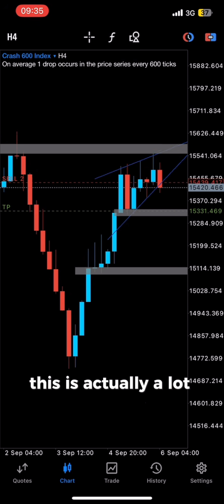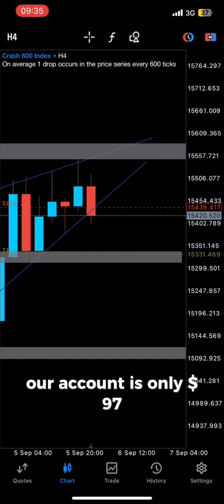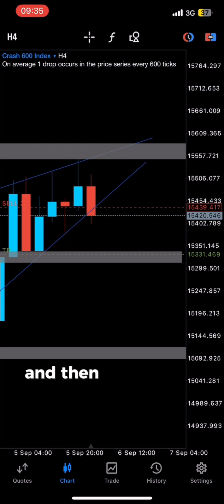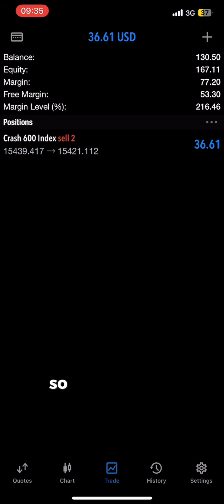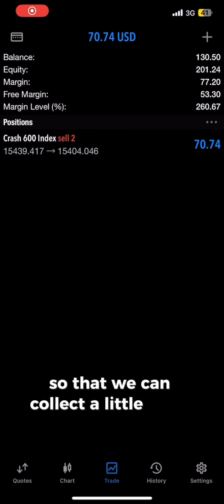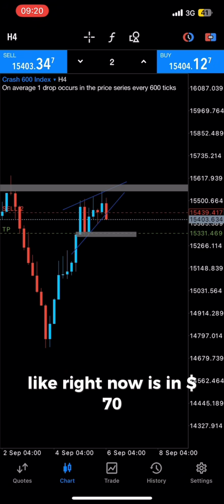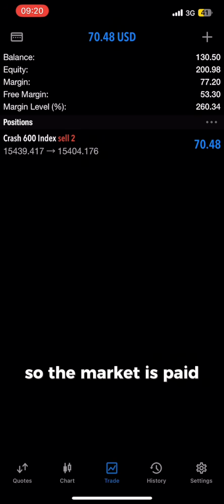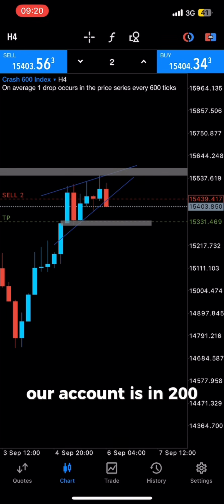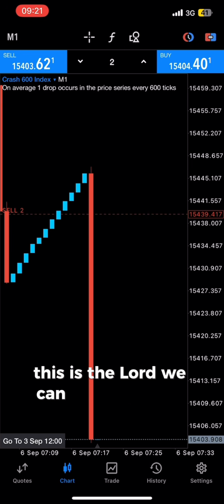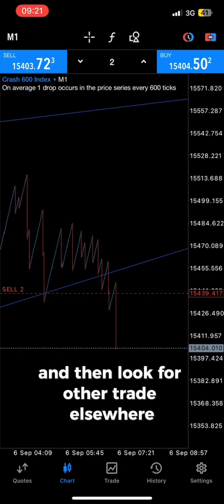This is actually a lot because our account is only $97. And then we have to wait for it to spike again so that we can collect a lot of profit. Like right now it is in $70. So the market spiked very well and we are in 200. Our account is in 200. This is a lot. We can actually close the market and then look for other trades elsewhere.